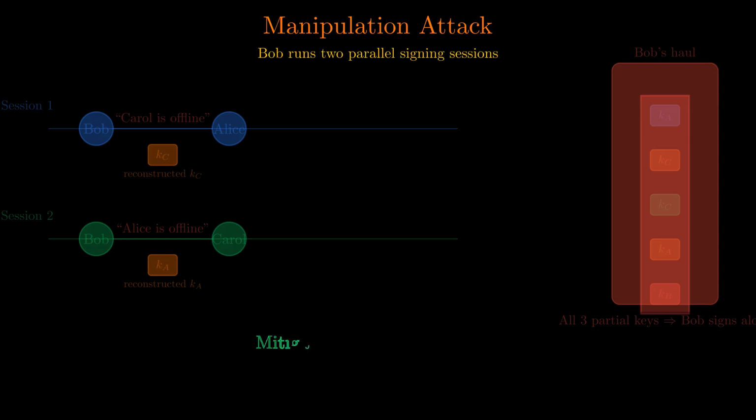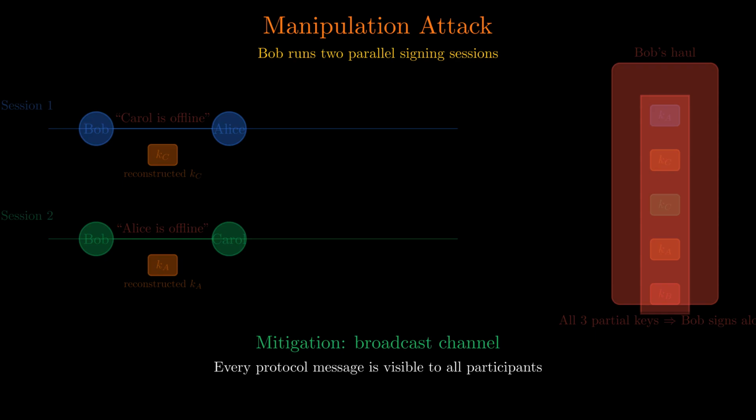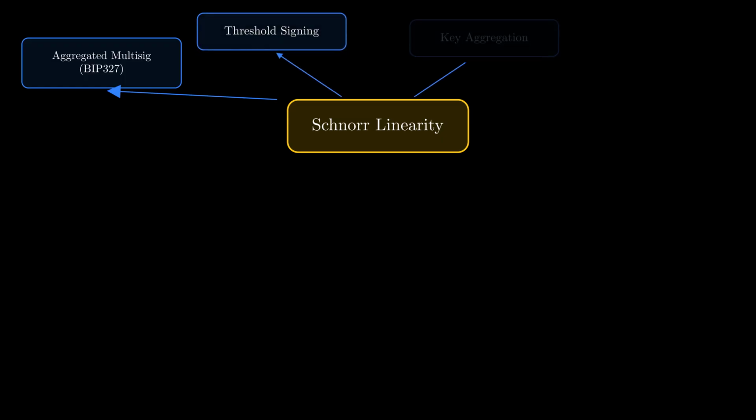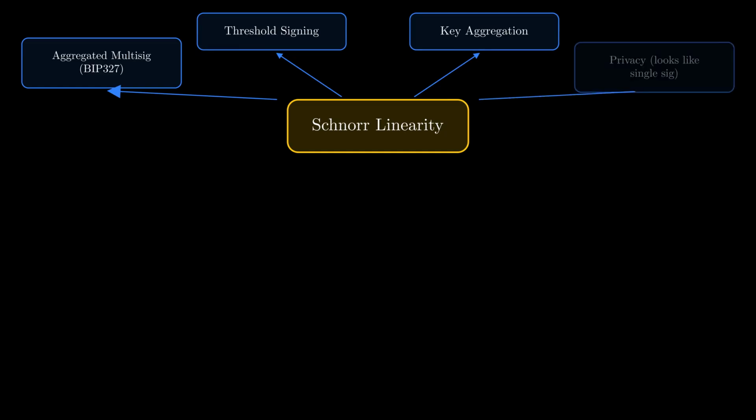The mitigation requires a shared broadcast channel where every protocol message is visible to all participants, so parallel inconsistent sessions cannot exist undetected. Implementing that channel correctly, especially over an adversarial network, is genuinely hard. Step back and the picture is striking. Schnorr's linearity is one mathematical property, and it gives us scriptless multi-signatures, threshold signing, key aggregation that fits in a single signature, and privacy where multisig used to scream multisig to the entire blockchain.